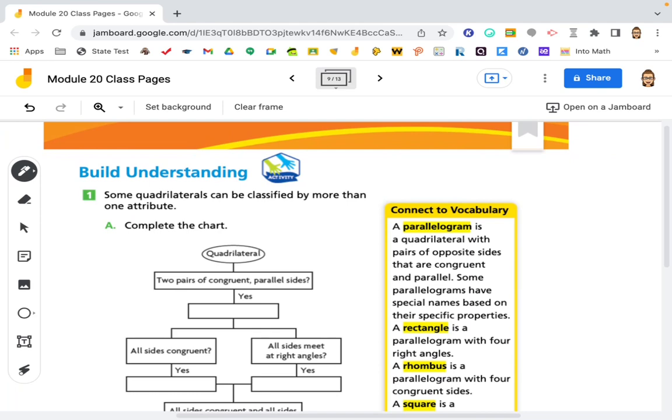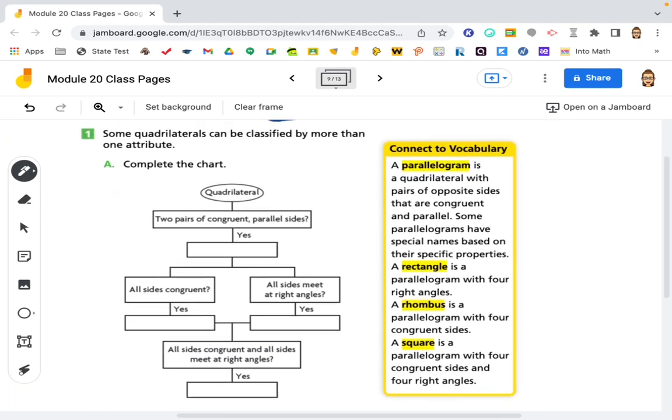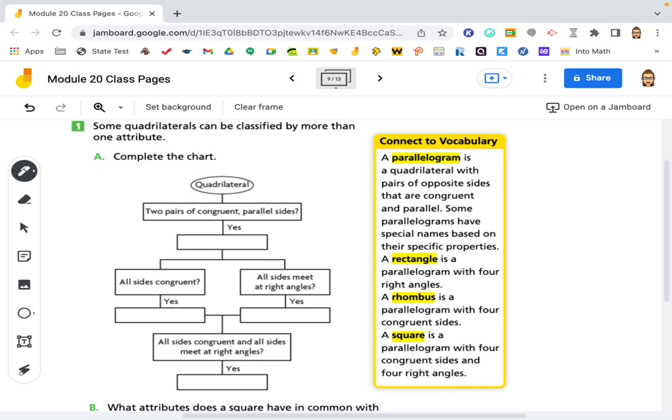We're going to complete the chart. So first we're going to look at the connective vocabulary. It says, a parallelogram is a quadrilateral with pairs of opposite sides that are congruent and parallel. Some parallelograms have special names based on their specific properties. A rectangle is a parallelogram with 4 right angles. A rhombus is a parallelogram with 4 congruent sides. A square is a parallelogram with 4 congruent sides and 4 right angles.